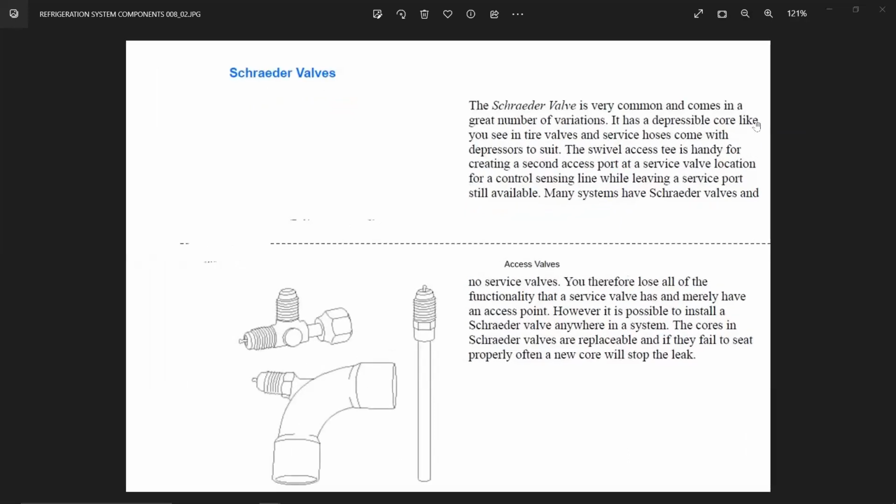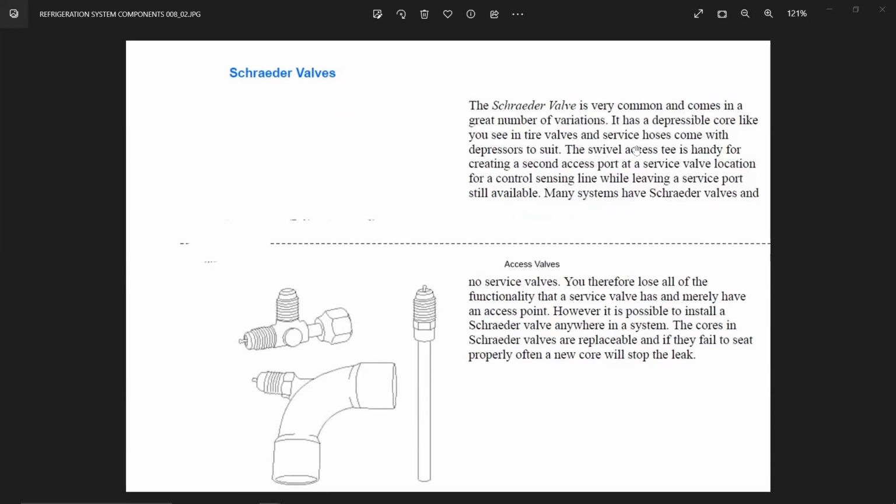So the other valve type is called Schrader valves. The Schrader valve is very common and comes with a great number of variations. This is a depressible core. Like you see, there's a needle valve on top, like you see in tire valves. The service hoses come with a depressor to suit. मतलब basically जो service hose लगेगा उसके अंदर इसका depressor लगेगा, and then you connect it, so automatically this is like a non-return valve.